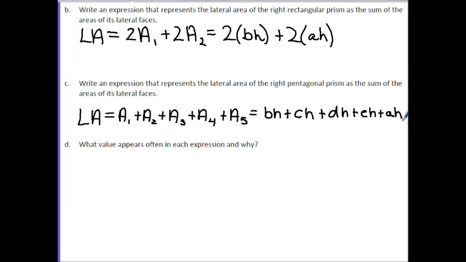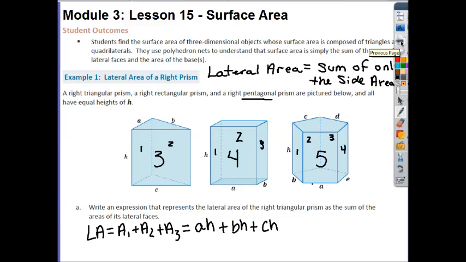What value appears often in each expression and why? So as I look through all of these, we have the different lengths, but what's in every single one of these is the value of the height. So let's actually take each of our parts A, B, and C and factor out the height so we can see what would be left.